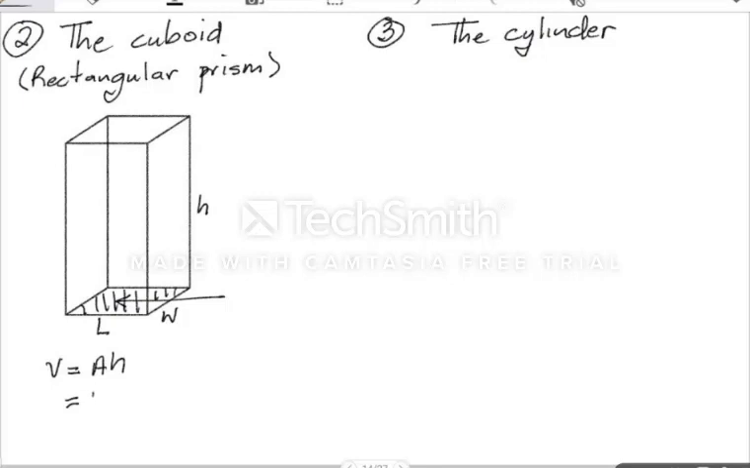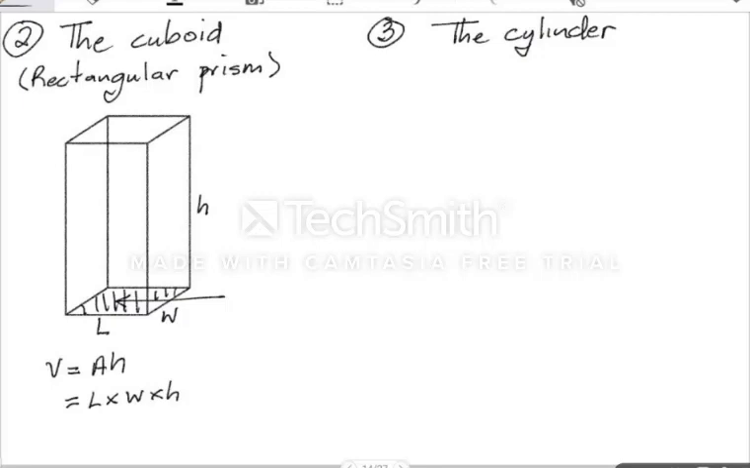So A here would be length times width, times height. The volume of a cuboid is length multiplied by width multiplied by height. So again, the volume of all solid shapes with a uniform cross section is given by the formula V is equal to A times H. A in the formula stands for the area of the uniform cross section, and H is the height.